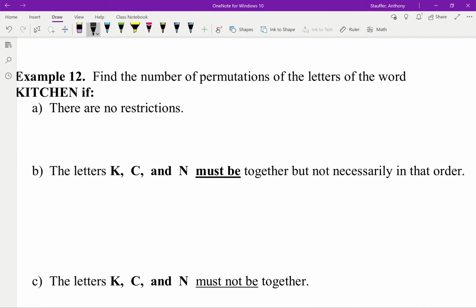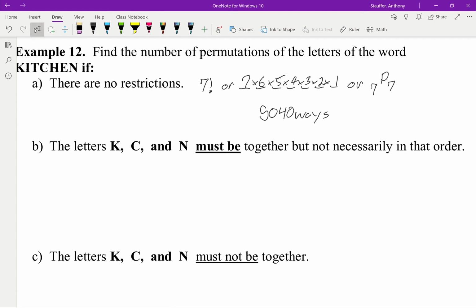Find the number of permutations, again we see that word, of the letters of the word kitchen if there are no restrictions. So I have 1, 2, 3, 4, 5, 6, 7. So I have 7 letters. I could look at this as being 7 factorial, or we could draw out the 1, 2, 3, 4, 5, 6, 7 lines and go 7 times 6 times 5 times 4 times 3 times 2 times 1, or we could say that that is equal to 7P7. So I punch in 7 factorial, and that gives me 5,040 ways.